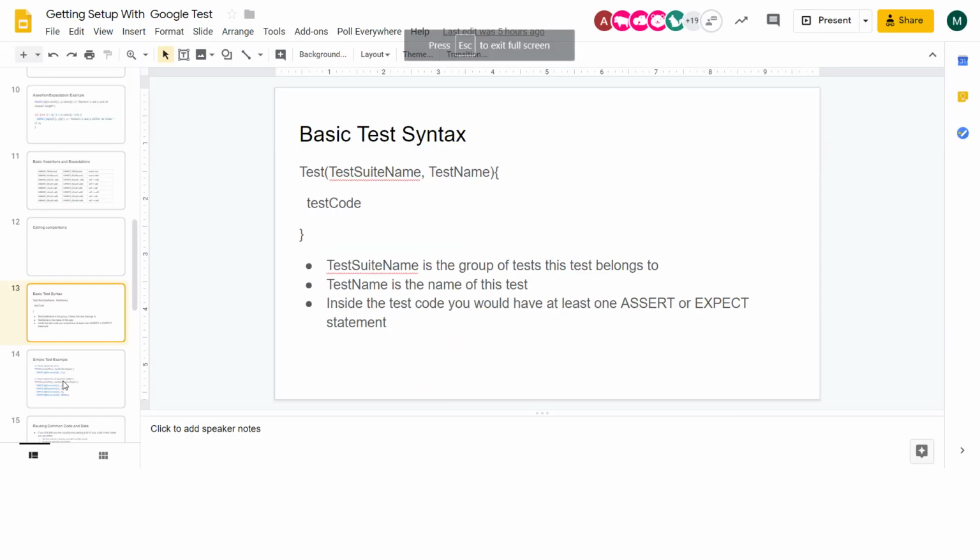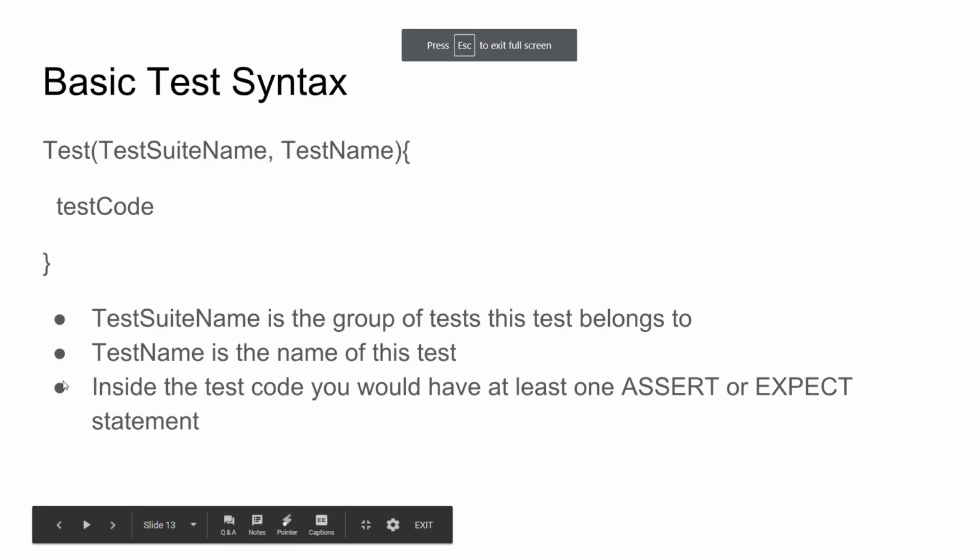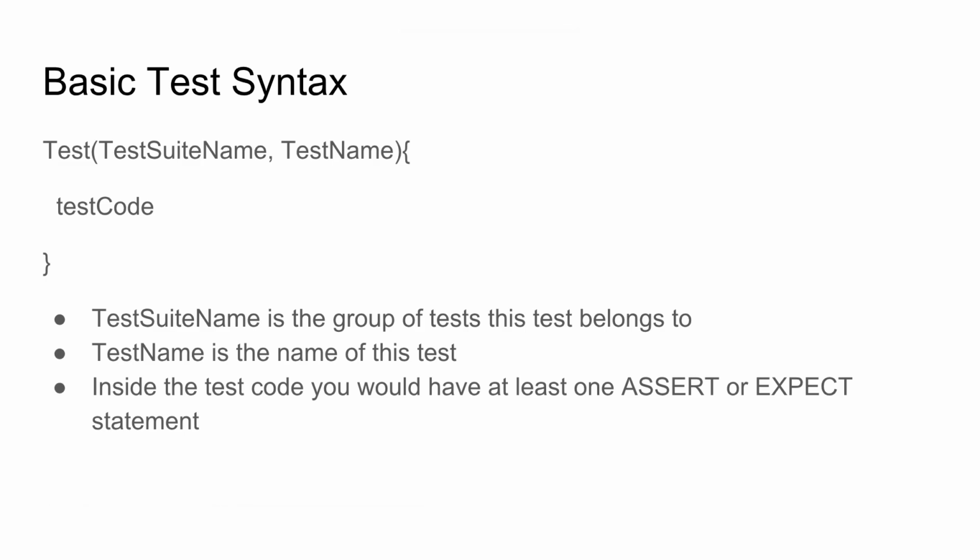So when you're creating a test, the basic syntax is TEST, test suite name, test name, and then the code that you want to execute for that test. The test suite name is the group that this test belongs to. So you might have something like constructor tests, where you test out the constructor of your class. Then you might have something like insert tests, where you're testing out the insertion functionality of your class, and you might have multiple tests in that category. The particular name of that test is the test name. And then somewhere inside this test code, you need to assert or have an expectation on that code so the test will succeed or fail.